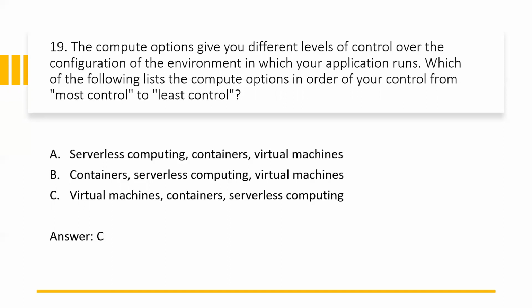So here in the options, you can see option A, serverless computing, containers, virtual machine. No, virtual machine is where you get total control. That's an example of IaaS. Option B, containers, serverless computing, virtual machine. No. Right answer C: virtual machines, containers, serverless computing. Here is the right answer, C.